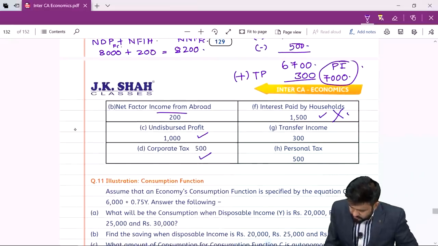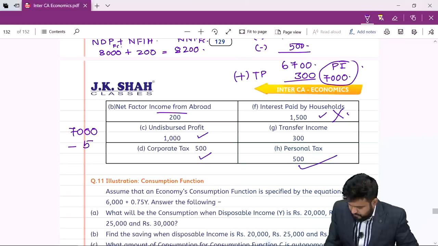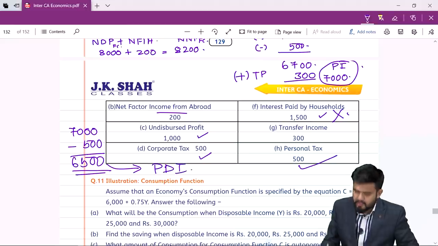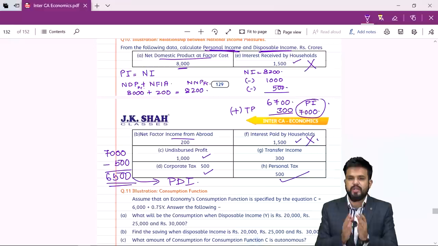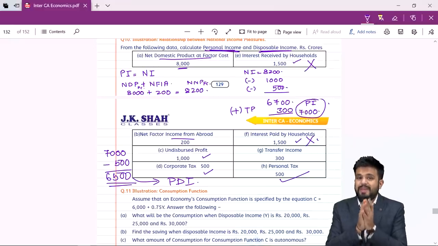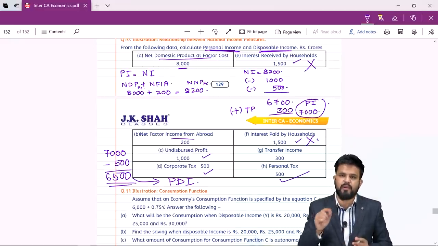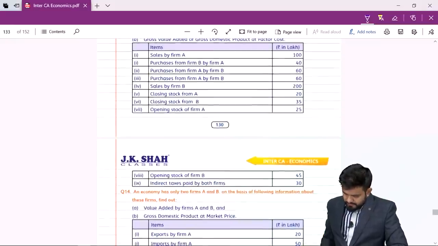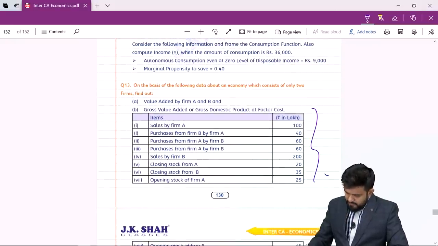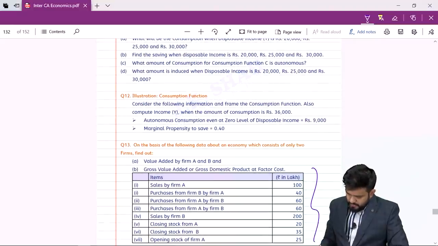Now what to do? From 7000 you minus personal income tax, 6500 becomes your personal disposable income, PDI. So students, this way you need to solve. Go a little slow, be thorough with the formula, then only you will be able to make it. Please do practice these types of sums, students.